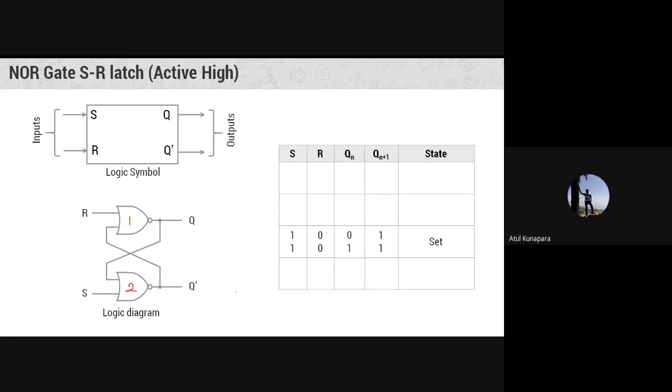Have you understood this? When we are giving S equal to 1 and R equal to 0, your output Q will be kept at 1 if it is already 1, and if it is 0, then it will be converted to 1. Ultimately, whenever there is S equal to 1 and R equal to 0, your output Q will be made equal to 1. That is what we call a set condition. And whenever Q is equal to 1, Q dash is always going to be 0. So this is the first condition you can understand. That is what we call the set condition of the latch. Is that clear to everyone?